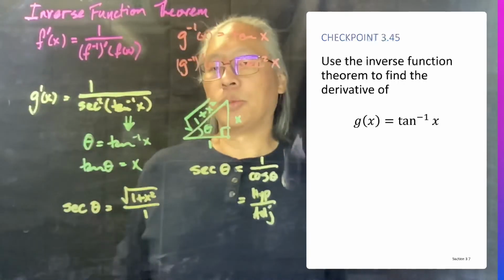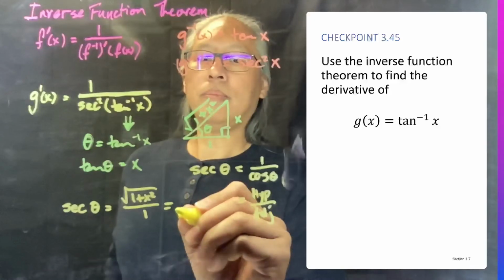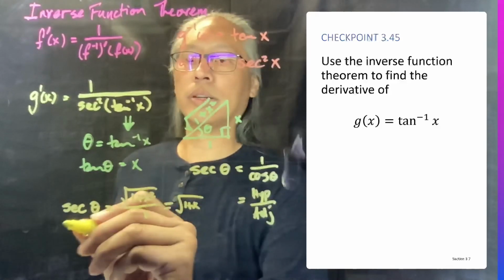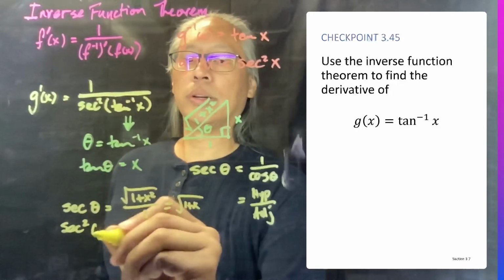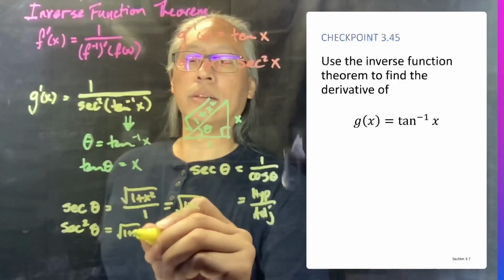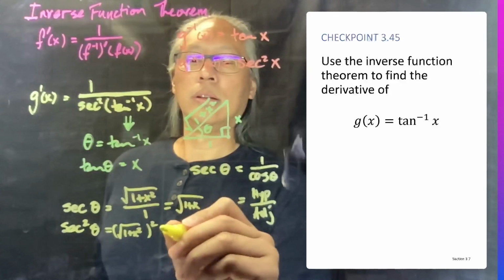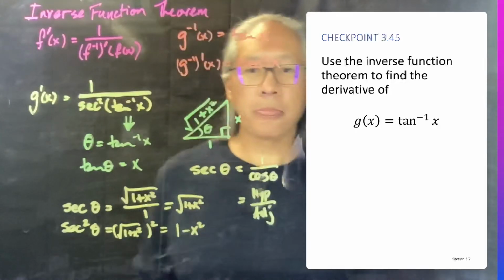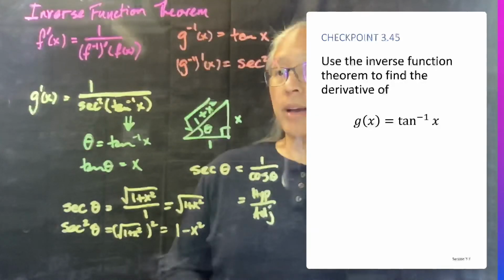But we want secant squared, so we're going to square that. We're going to square the square root of 1 plus x squared over 1, so secant squared theta is equal to just, well, let's write it out. So that's just 1 plus x squared. Okay, so there we have it.